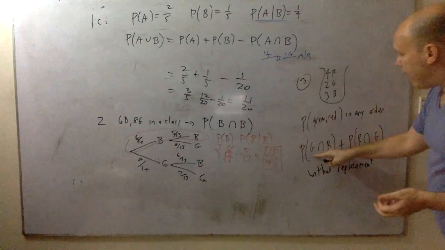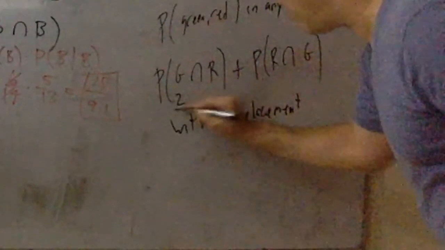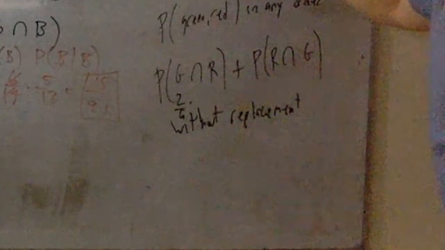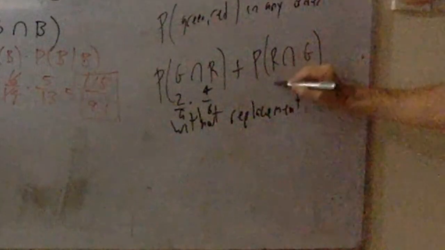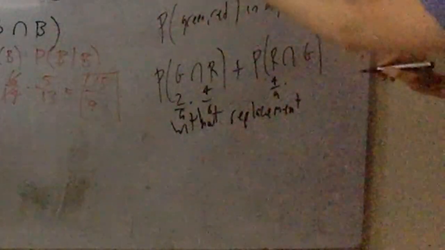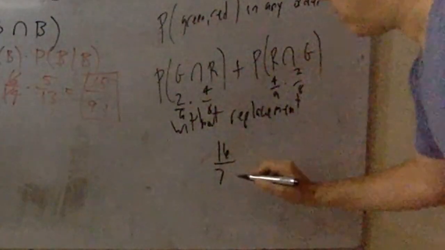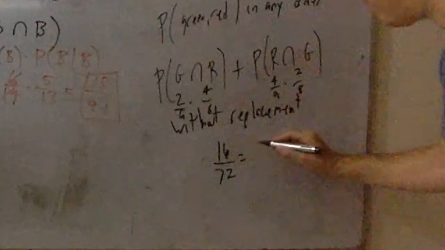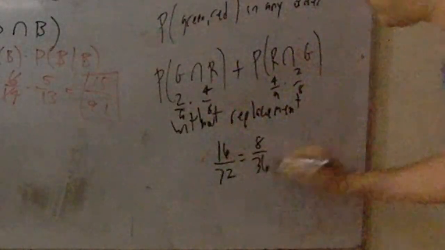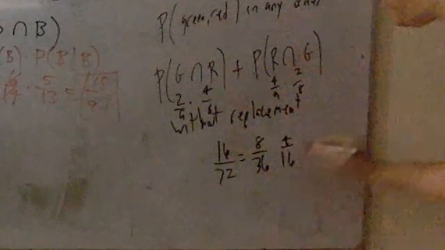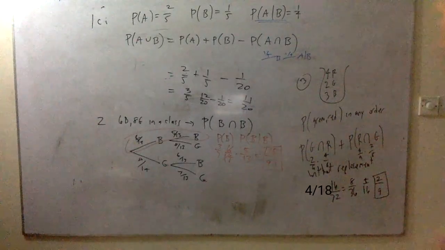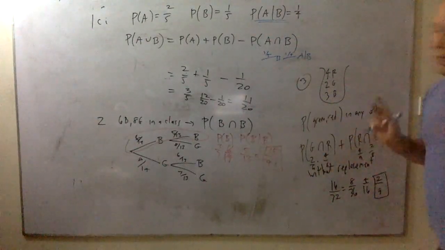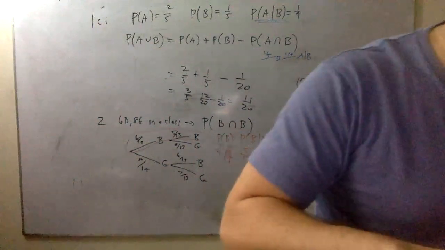So the first probability would be 2 over 9 times, but then it's going to be 4 over 8. What's going on over here? Well, the first red is 4 over 9 times 2 over 8, which ends up being 16 over 72. What is that? 8 over 36, 4 over 18, 2 over 9. So there's a 22% chance that you're going to pick a green and a red in any order.